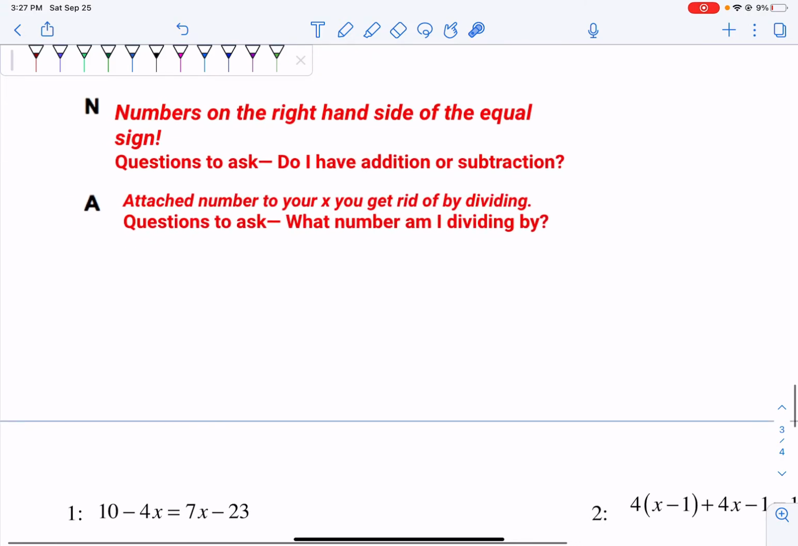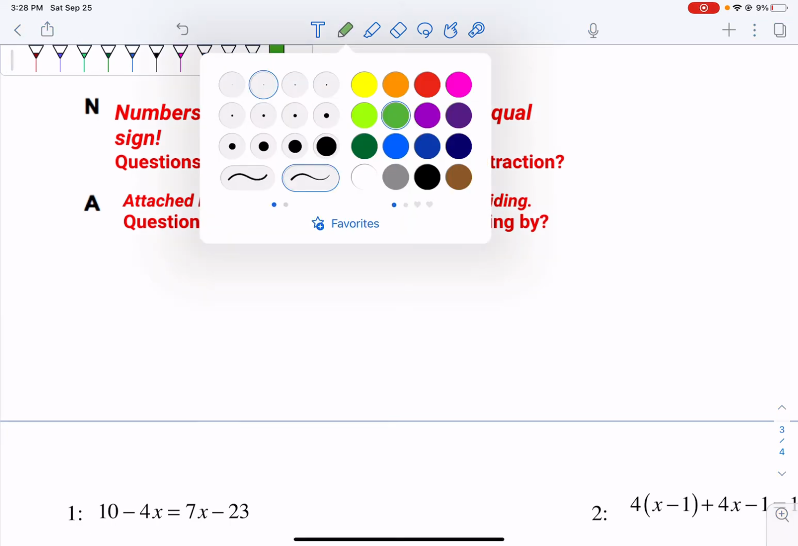The A stands for the attached number to your variable, which you get rid of by dividing. You will always be dividing by the number attached to your variable. That is your final thing. And the question you have to ask yourself is, what number am I dividing by?